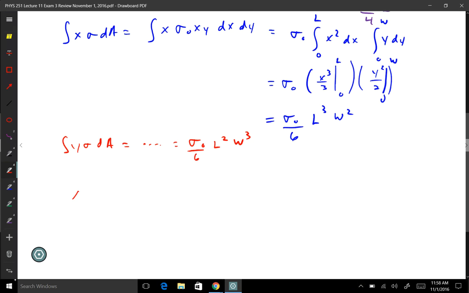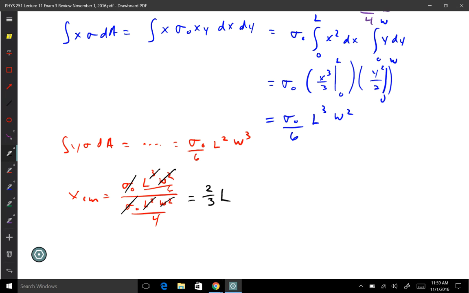And so then my x center of mass is equal to sigma 0 L cubed W squared over 6, over sigma 0 L squared W squared over 4. We cancel all that we can. Sigmas cancel, two of the L's cancel, both of the W's cancel, and we're left with 2/3 L. Right, because 4 over 6 is 2 over 3.